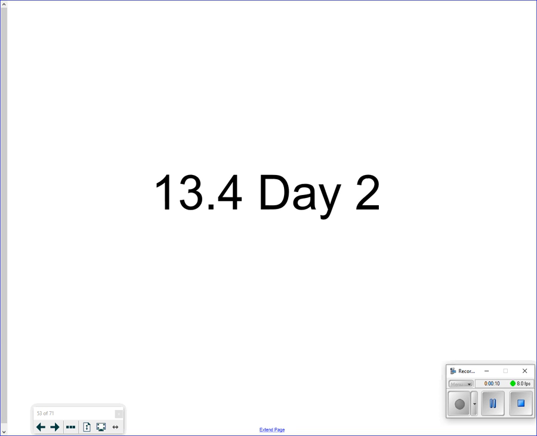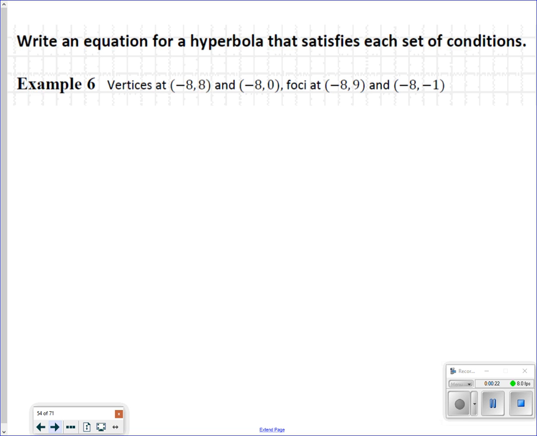So yesterday, or the previous day, we did a lot of stuff on hyperbolas, and we did one in which you had to write the equation, given some information. So today, we're going to emphasize that just a little bit more. So, writing the equation of a hyperbola.